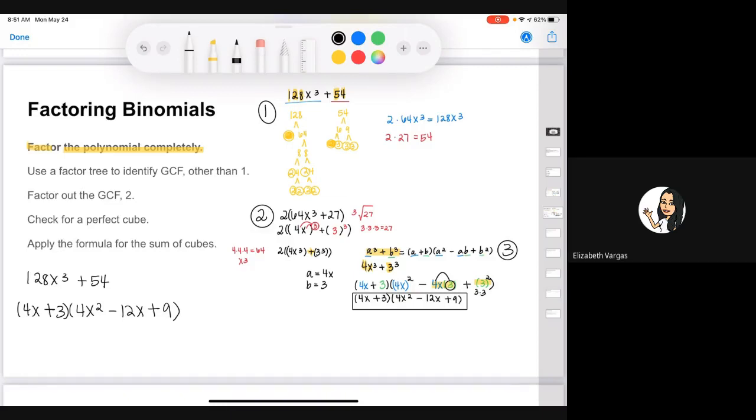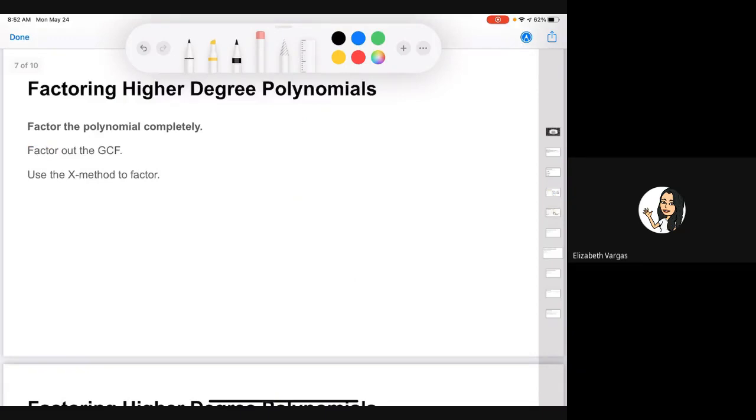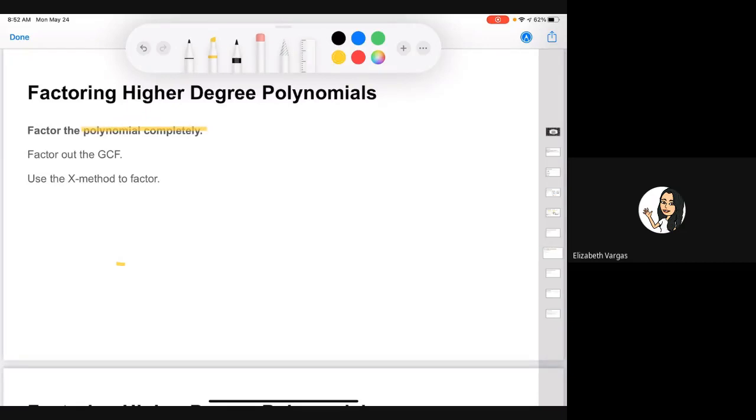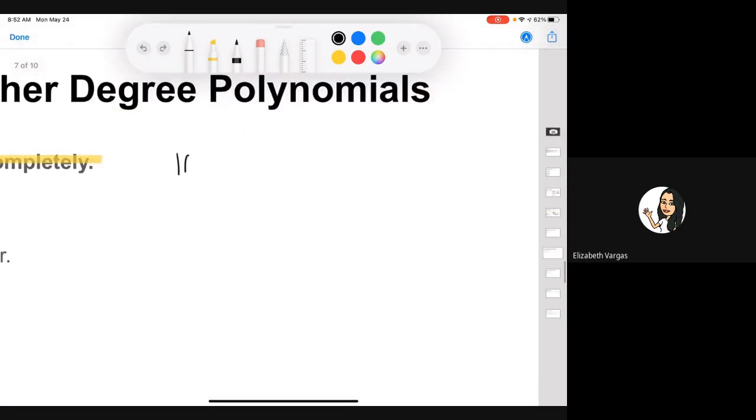We'll go ahead and look at one more example. Let's try this one right here. Okay, so again, I want to factor that polynomial completely. So I want to get it to the very simplest form. So this is the polynomial I am going to work with.